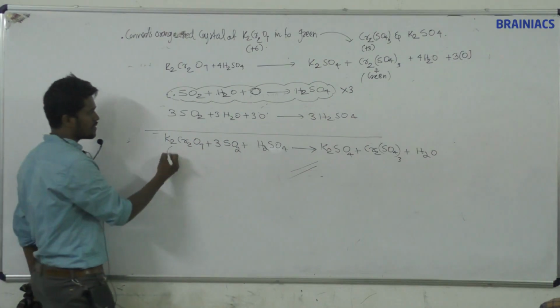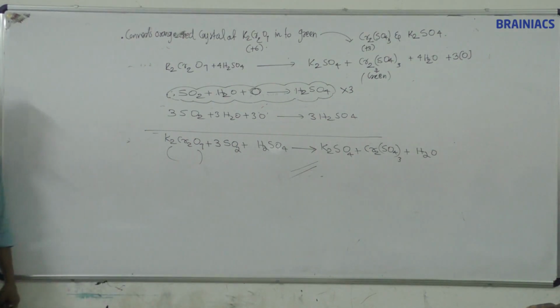This is the orange red crystal. What is the color of K2Cr2O7? Orange red crystal. KMnO4 is purple. Cr2(SO4)3 is green colored. CrO2Cl2, chromyl chloride, gives red orange vapors.